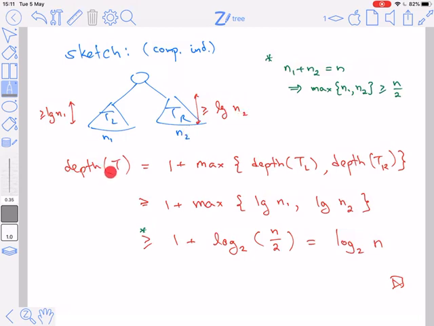So the depth of the complete tree is at least 1, plus the maximum between the depth of the left subtree and the right subtree. Now we know that the depth of the left subtree is at least log of n1, the depth of the right subtree is at least log of n2. We know that the maximum between n1 and n2 is at least n over 2. So this maximum is greater than or equal to the log base 2 of n over 2. Now 1 plus log of n over 2 is exactly log n, and that completes the proof.